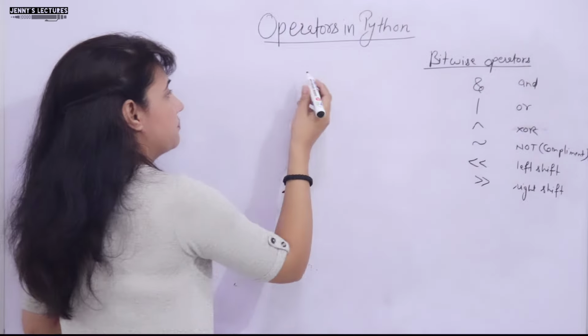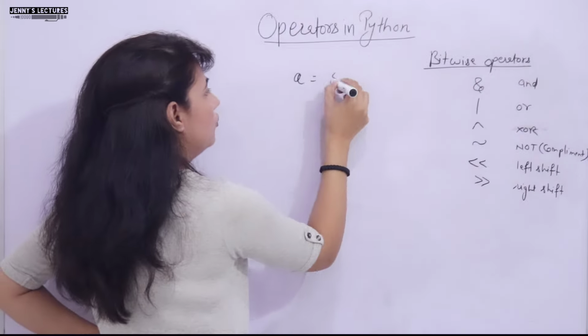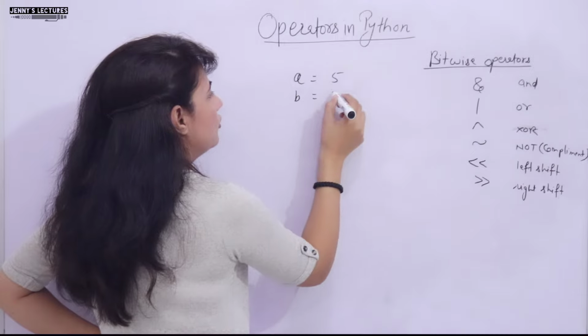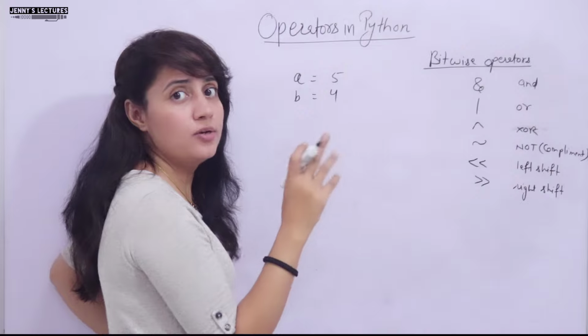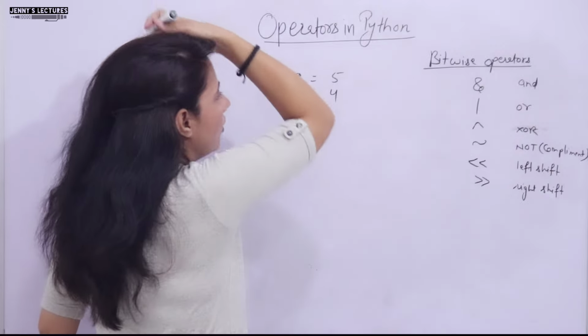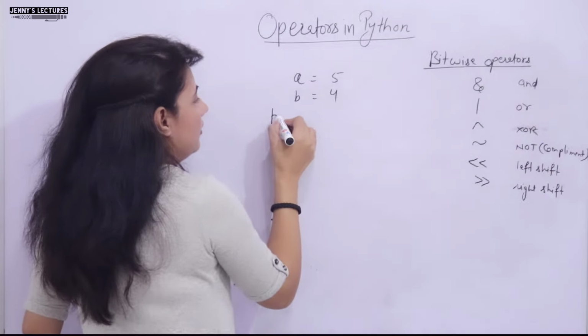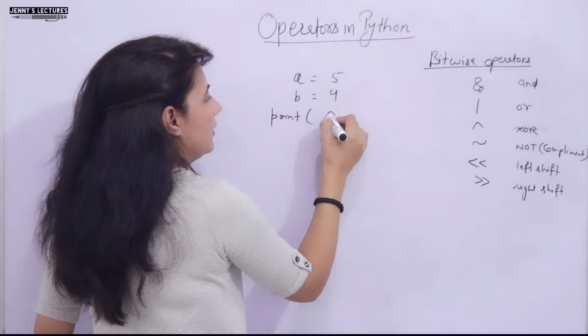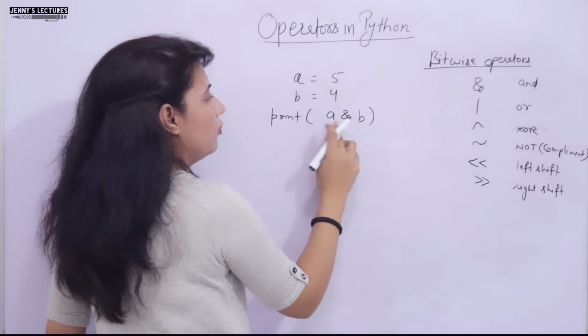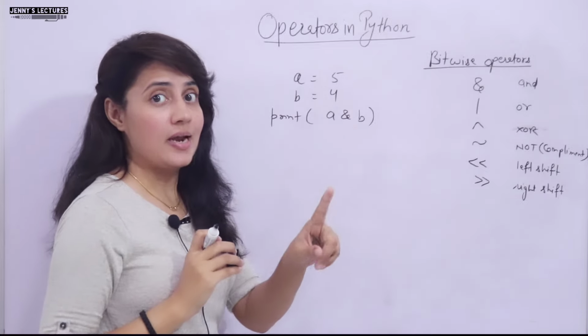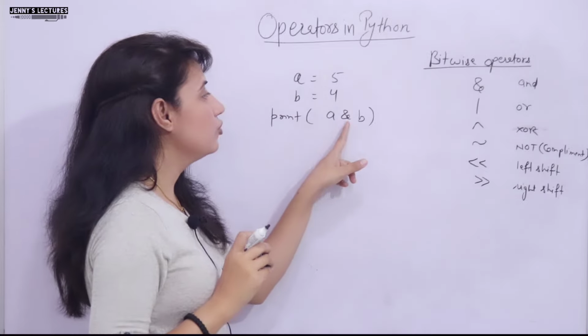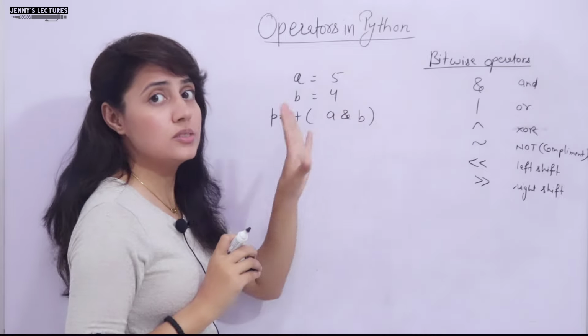See, let's see. We have A is equal to 5 and B is equal to 4. Rather than in 2 lines, you can do assignment in 1 line only. Okay. Now, if I want to print A and B, I want to do A & B. This AND is for bitwise AND. So this AND is going to perform on the bits, not on these numbers.